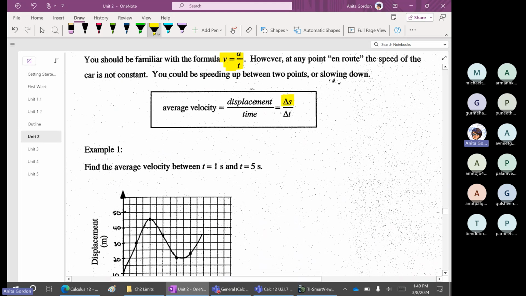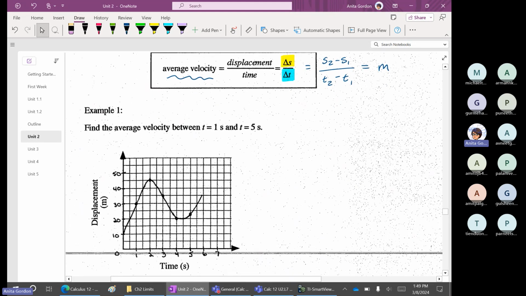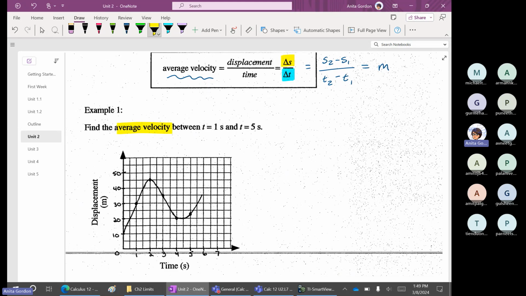Because displacement is the change in distance or the change in position, and we have the change in time. So this is like saying S2 minus S1 over T2 minus T1. Okay, so average velocity is the slope m of the graph that is displacement and time. So in our example, they've given us a graph of displacement versus time, and it says find the average velocity between T1 and T5 seconds.